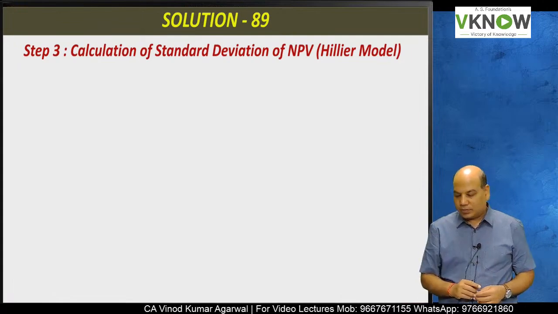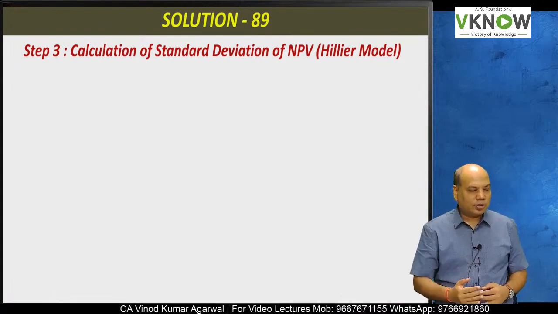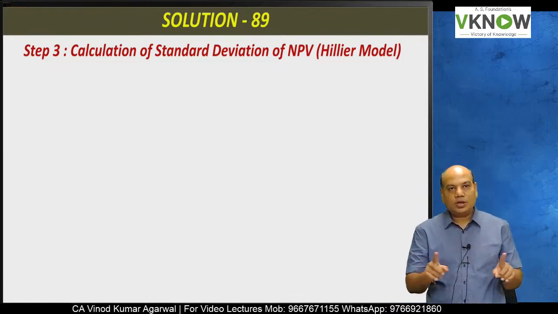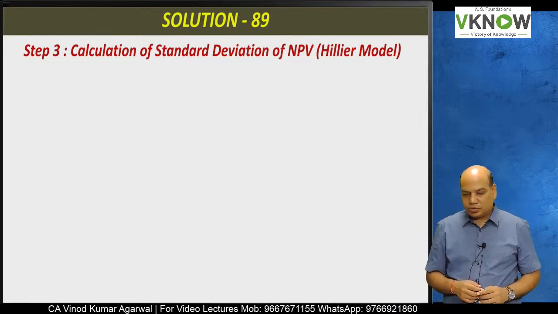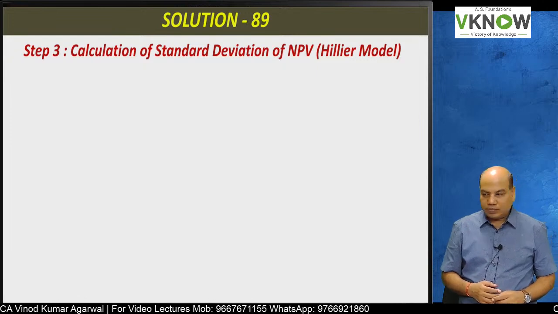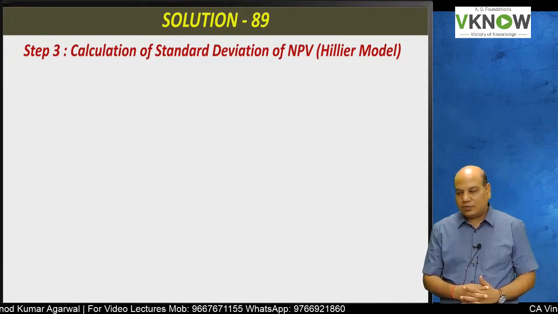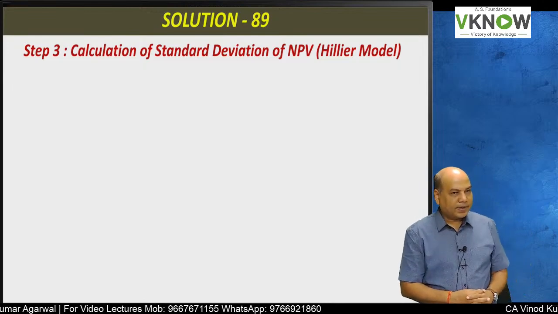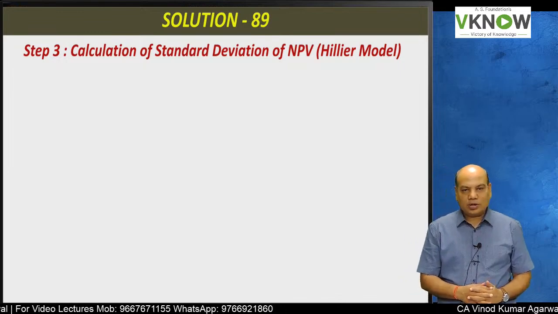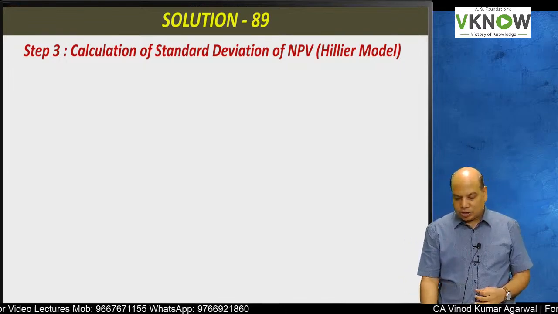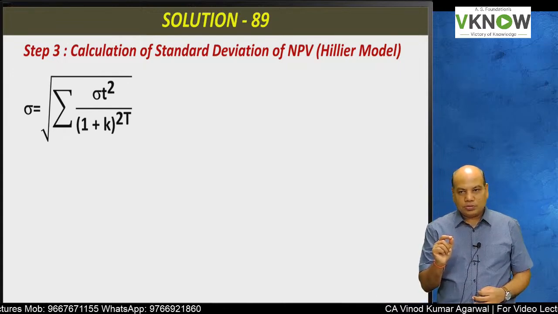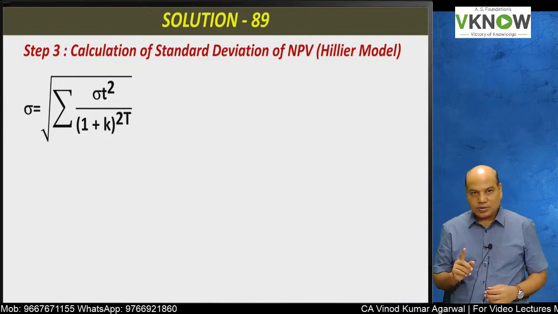Step number 3, where I am going to apply Hilliard's model for computing standard deviation of the NPV. Write down step number 3, calculation of standard deviation of NPV, in bracket Hilliard's model. Formula is sigma equal to under root summation.